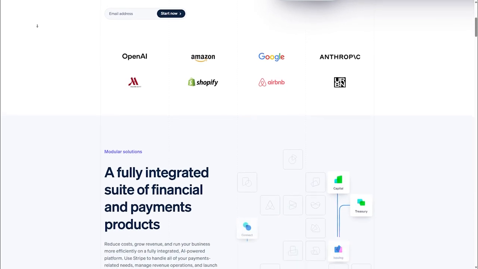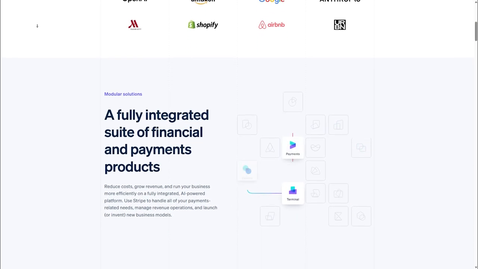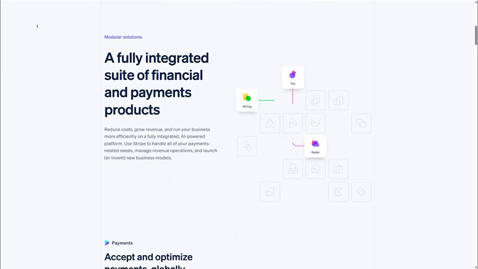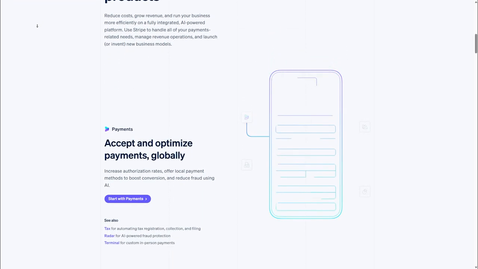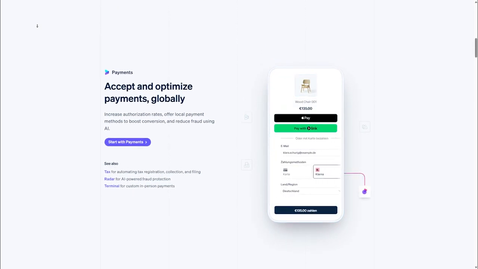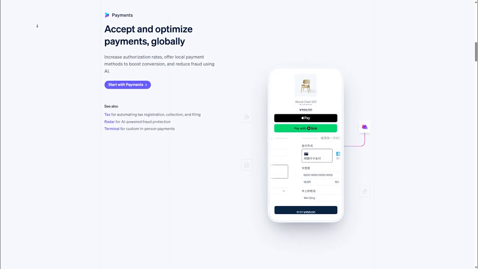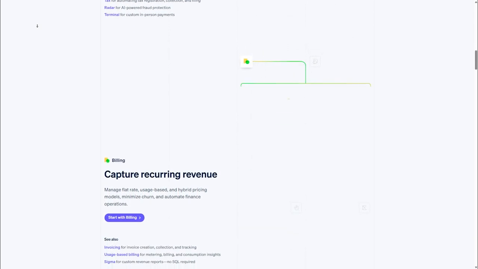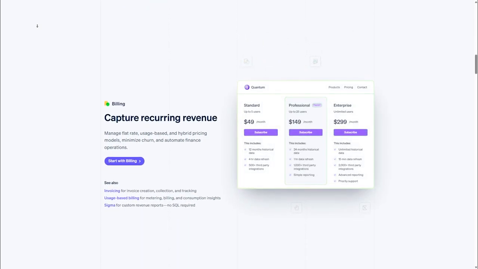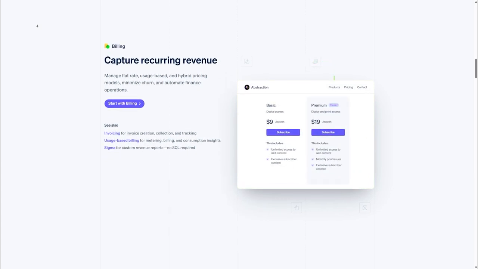For standard online payment cards, you're charged 2.9% plus 30 cents per successful domestic transaction. If you're accepting payments from international cards, that adds an extra 1.5%. And if currency conversion is involved, tack on another 1%. If you're accepting in-person payments using Stripe Terminal, the fee is 2.7% plus 5 cents per transaction.